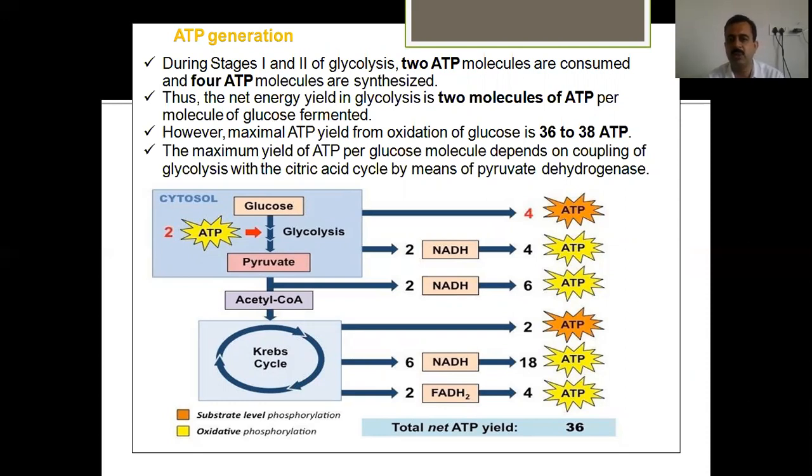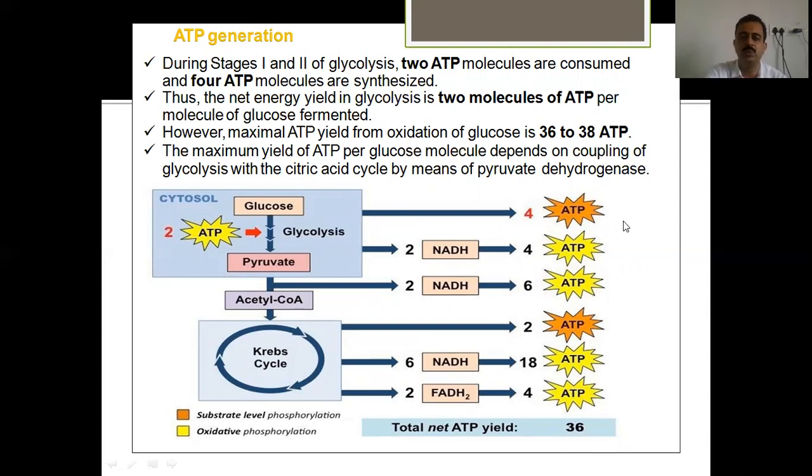The maximum yield of ATP from glucose molecules depends on coupling of glycolysis with the citric acid cycle by means of pyruvate dehydrogenase. You see here, from glucose to pyruvate through glycolysis, 4 ATP molecules are generated, and 2 NADH. Ultimately from pyruvate, when that carbon molecule is converted and runs throughout the Krebs cycle, then and only then the net ATP is 36. For example, total oxidation of glucose will lead to a maximum yield of 36 to 38 ATPs.